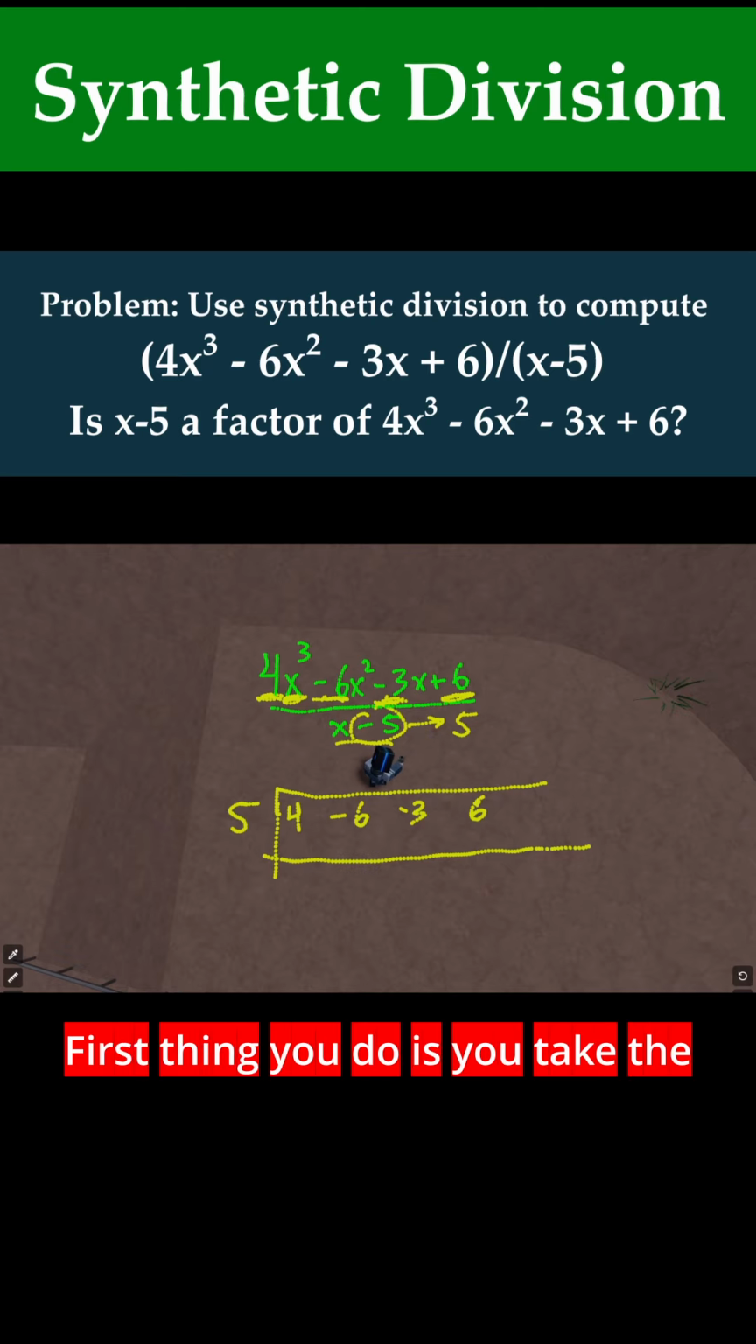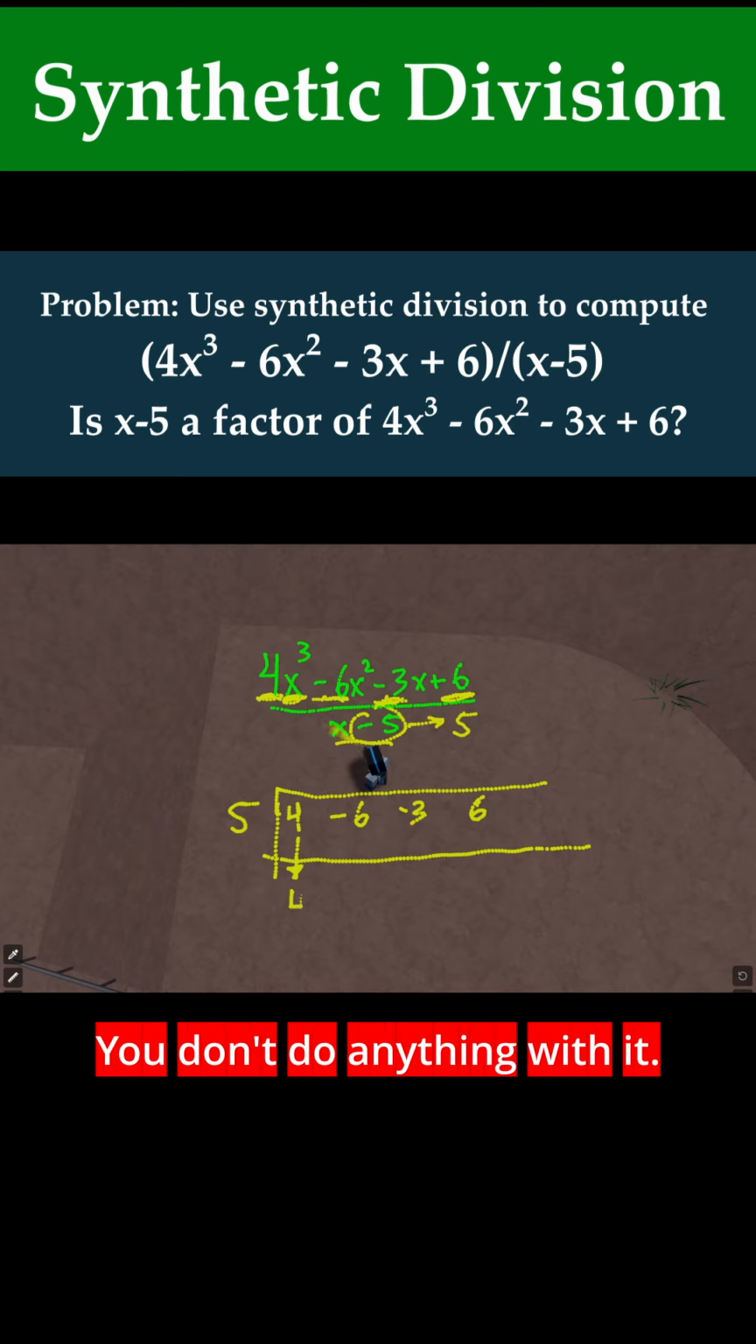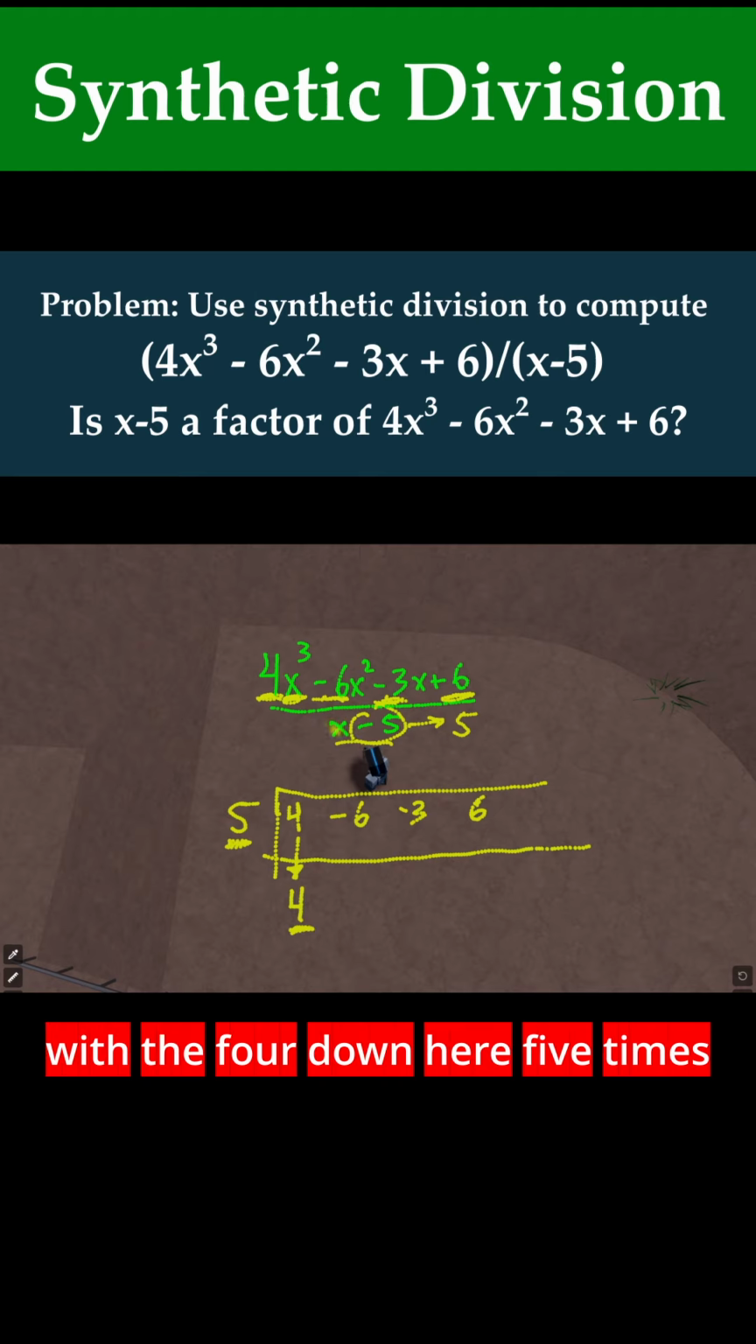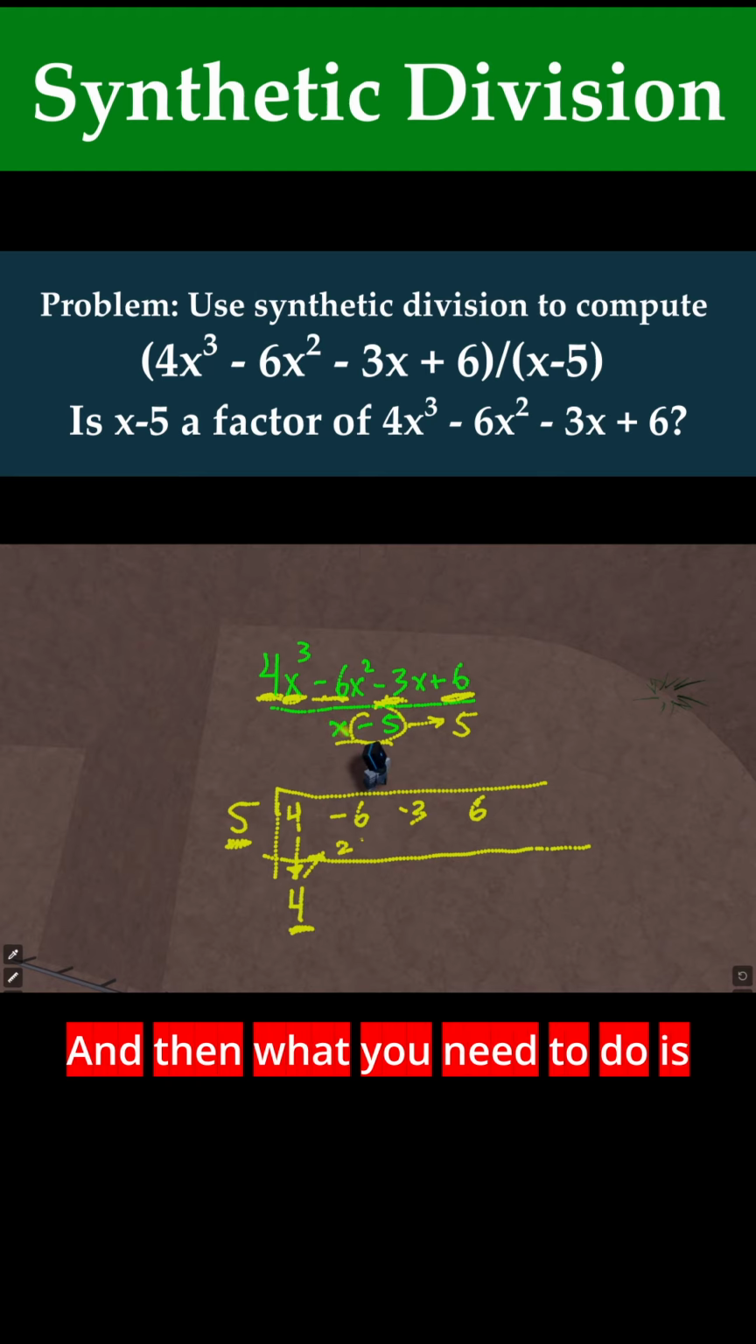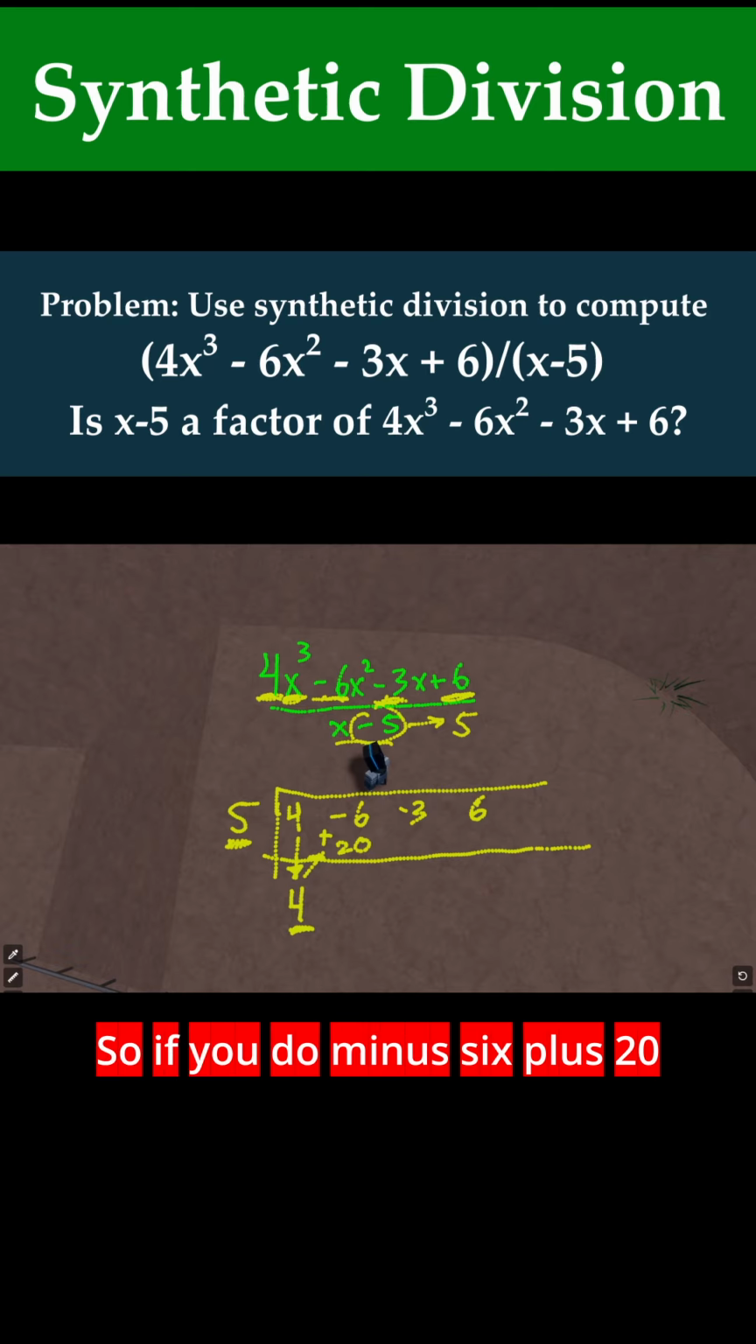First thing you do is you take the 4 on the left side of this table and you drop it all the way down. You don't do anything with it. Next, I want you to remember the phrase multiply and add. So first, you multiply this 5 with the 4 down here. 5 times 4 gives you a 20. And what you need to do is add these numbers, minus 6 and plus 20. So if you do minus 6 plus 20, you'll get positive 14.